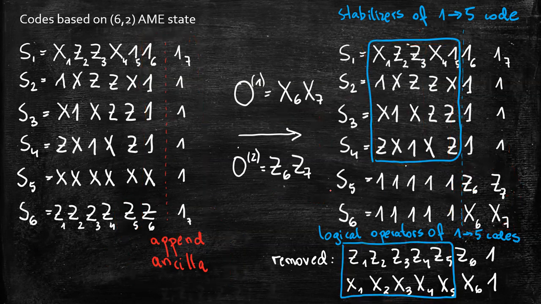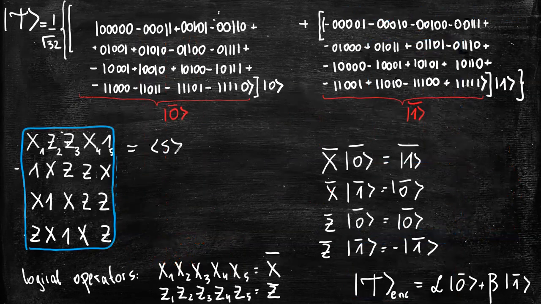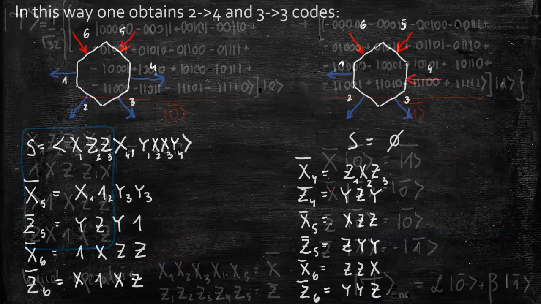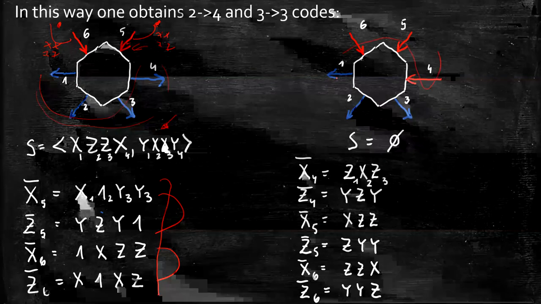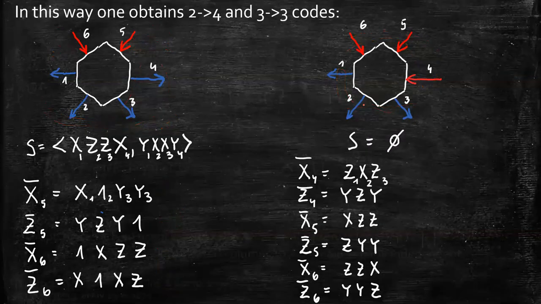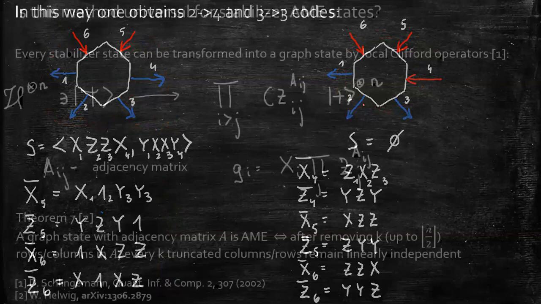And this is what I meant here, that you can turn it into a code that encodes two inputs into four outputs, or a quite trivial code that encodes three inputs into three outputs. And you can generate the list of the logical operators. And so that was just the intuition.